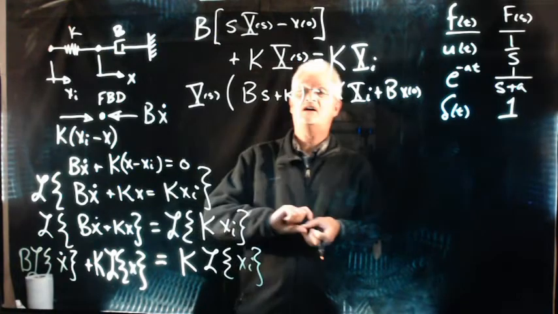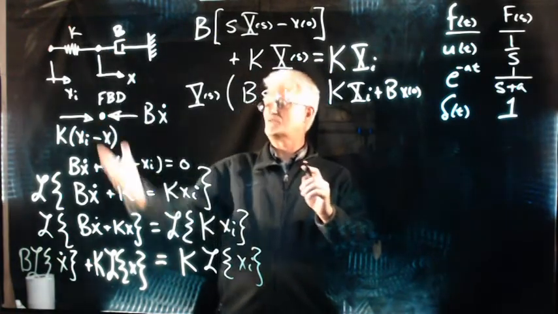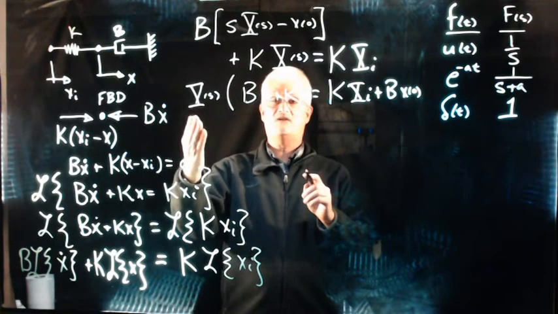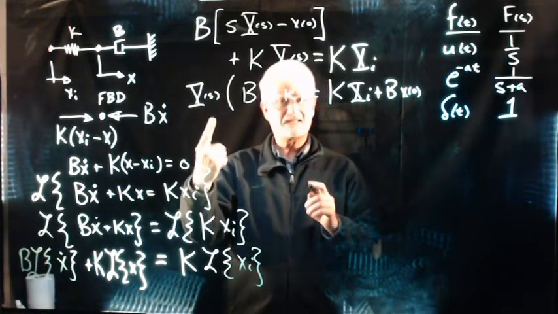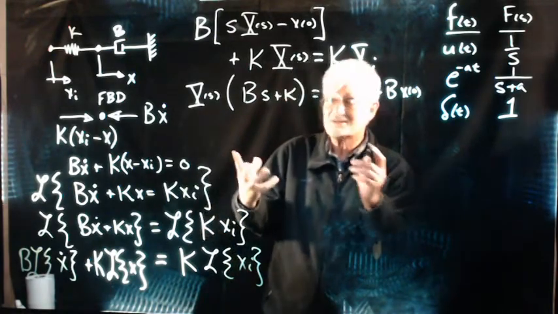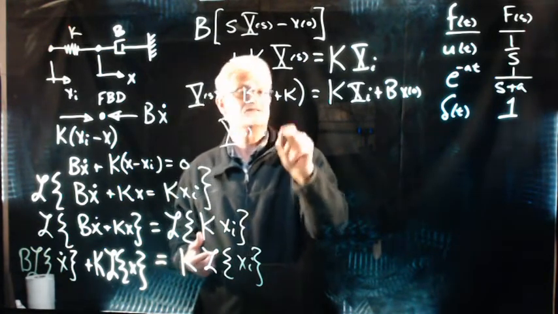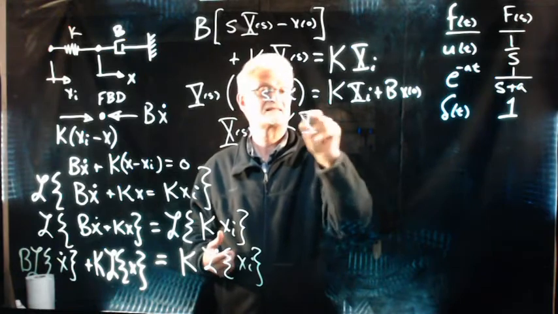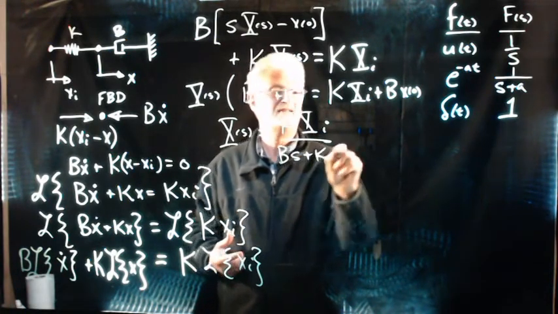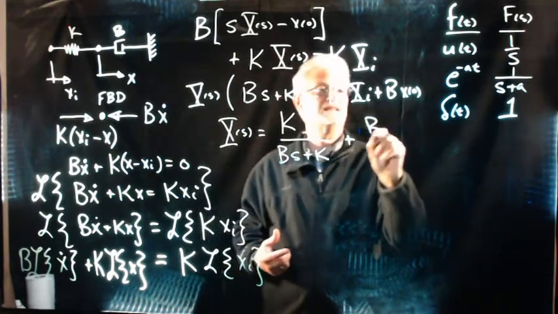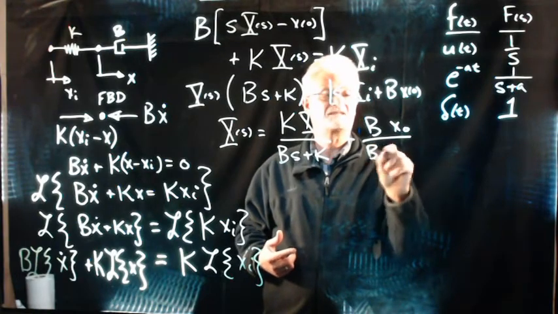The reason we're solving this differential equation is we want to find out what x of t is. Even though this isn't x of t, it's closer to x of t than we are so far. So maybe we should just solve for that. We'll say here, x of s is equal to k xi over bs plus k, plus b x0 over bs plus k.